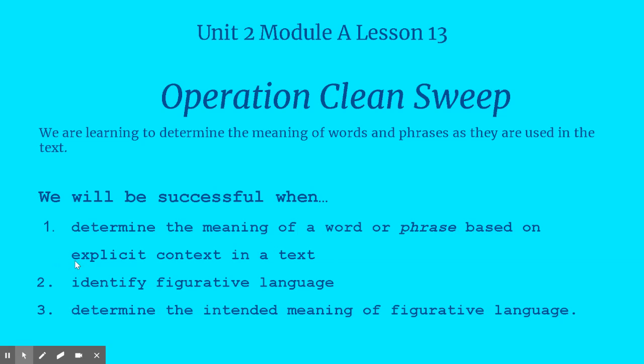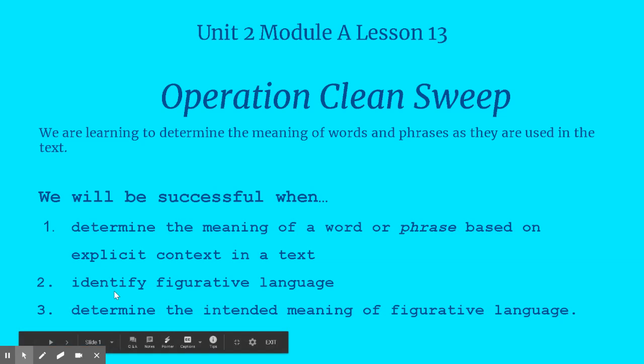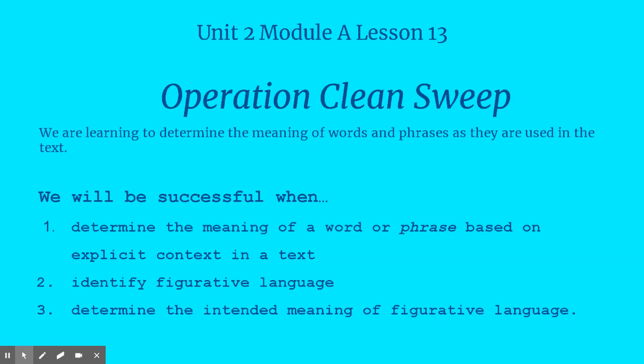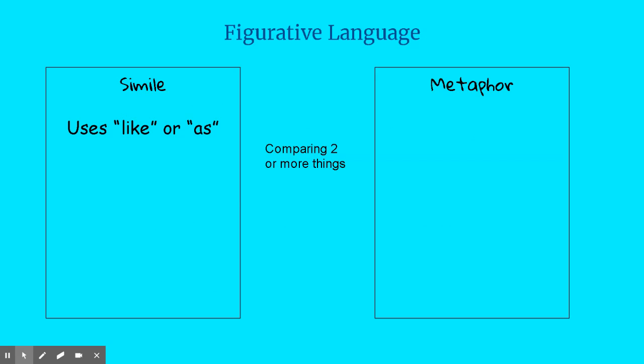And that's just a fancy way of saying we need some text evidence, some stuff around the word that helps us determine it. And then also, we're going to be looking at some figurative language and determine the meaning of the figurative language, whether it's from our knowledge of figurative language or from text evidence to help us determine. So first, let's talk about figurative language.